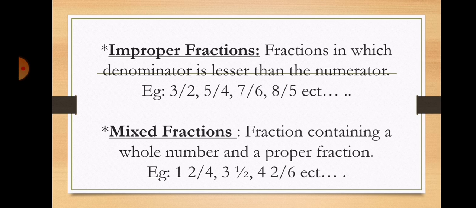Fine. Next, mixed fractions. Fractions containing a whole number and a proper fraction. Fractions containing a whole number, like 1, 2 by 4. It's not 12 by 4, children. It's a 1, 2 by 4, comma, 3, 1 by 2, comma, 4, 2 by 6. 1 is a whole number, 2 by 4 is a proper fraction. 3 is a whole number, half is a proper fraction. 4 is a whole number, 2 by 6 is a proper fraction. Proper fraction means denominator is greater than the numerator. So mixed fractions are nothing but a combination of a whole number and a proper fraction.